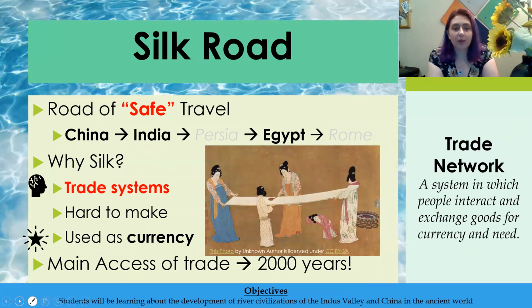A big thing I want to talk about is the Silk Road. So earlier I had that picture of all the different early civilizations and how they connected. A big thing we're going to talk about is called the Silk Road, and we'll talk about this more later when we get into trade. But an important thing to remember is the Silk Road connected all of these countries together to allow for a trade network, which is a system in which people interact and exchange goods for currency and need.